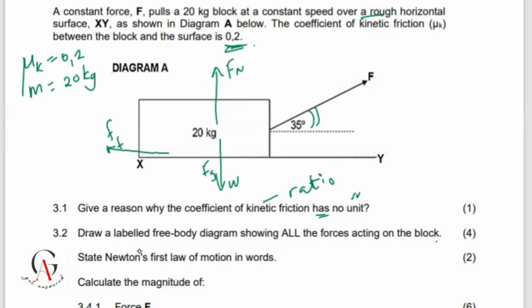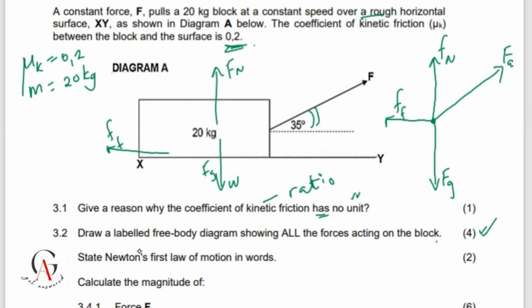Then just transform this into a dotted object. So we can say this is our F applied. It's acting at an angle, so I will maintain the angle. We have our normal reaction, which is Fn. Then we have our Fg, or you can call it the weight. And then we have the frictional force, Ff. 1, 2, 3, 4. So 4 forces, 4 marks. Not bad.